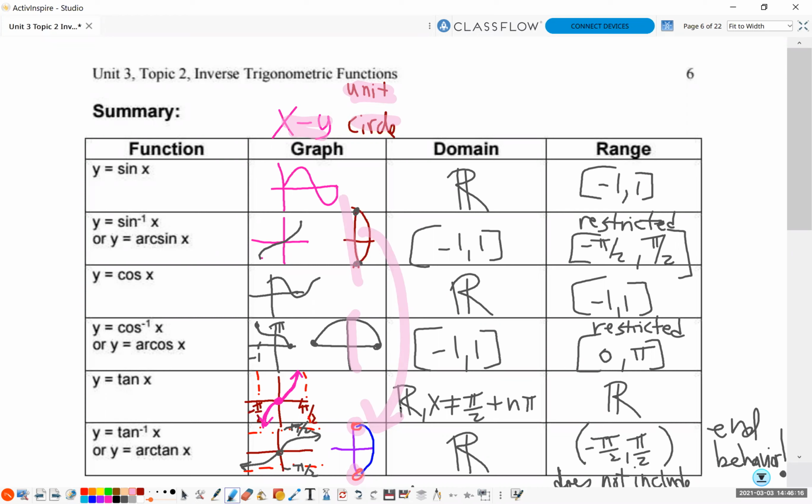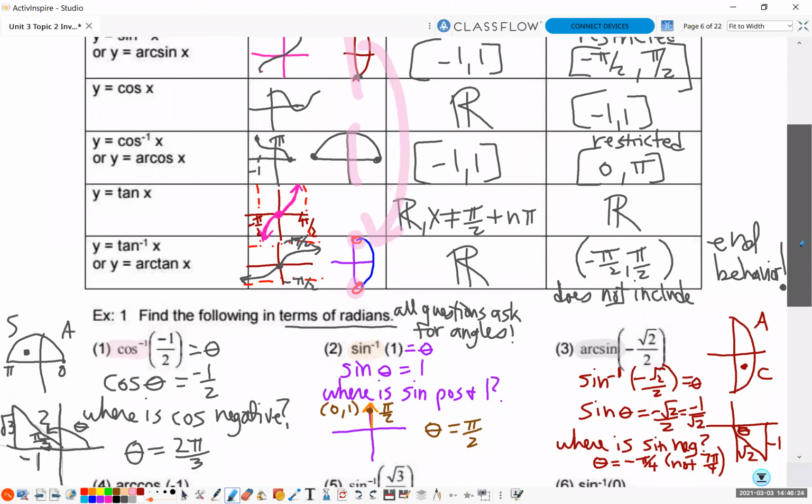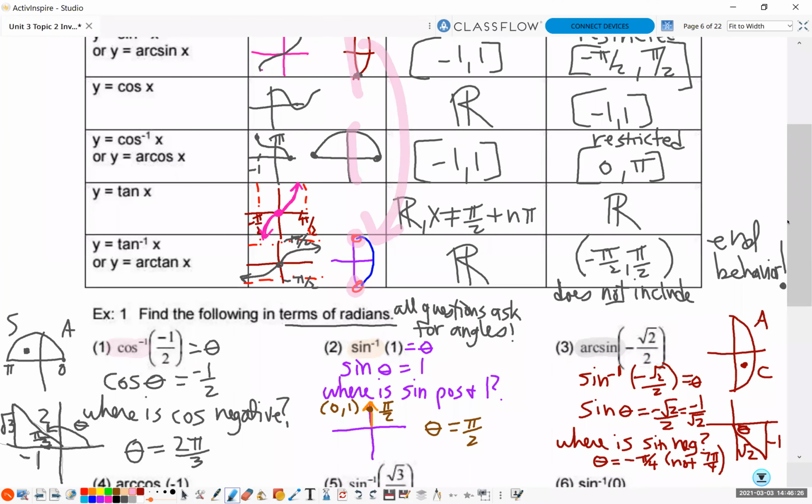Okay, so now the next thing I'm going to do is exactly what your homework is going to look like. I'm going to do the first 3 problems here, and then I'm going to do a couple of the homework problems. So the first question asks for inverse cosine, and it gives you a negative angle.